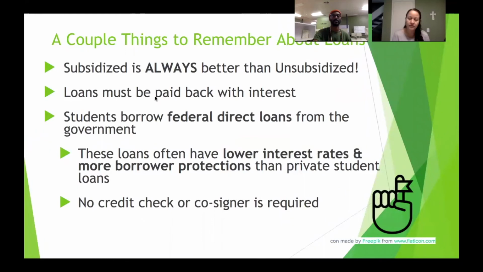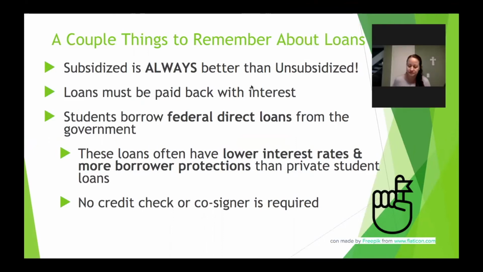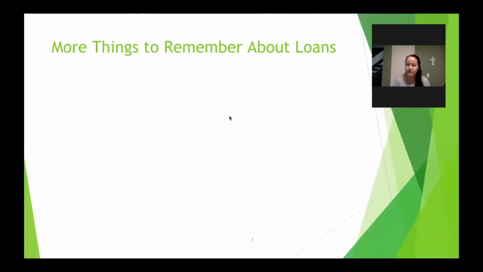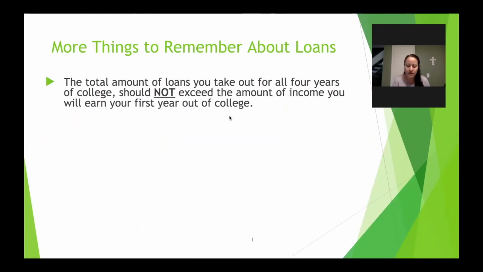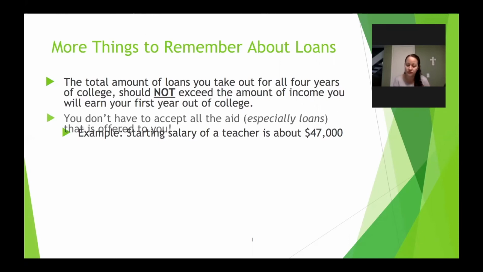There are a couple things you'll want to remember about loans. First and foremost, subsidized is always better than unsubsidized. And in general, federal direct loans from the government are almost always better than private student loans. Another thing you'll want to remember is the total amount of loans that you take out for all 4 years of college should not exceed the amount of income you will earn your first year out of college. For example, if you're thinking about being a teacher, their starting salary is about $47,000 here in California. So you should not take out more than $47,000 in loans for all 4 years.